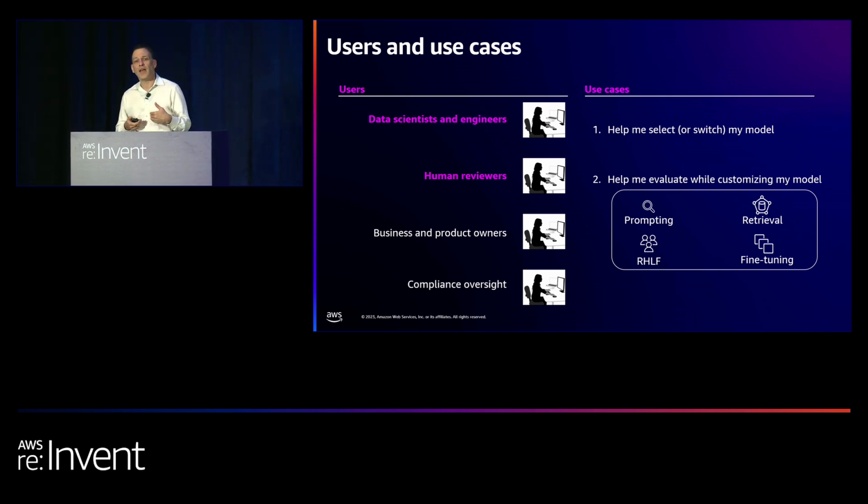And then secondly, once you've selected the model, there are many options to customize that model to make it perform better, such as prompt engineering, such as RAG, RLHF, and supervised fine-tuning. And Emily will be going into these in more detail. But you could run evaluations after each of these optimization exercises in order to see which optimizations are working best and ultimately which ones you want to take to production.